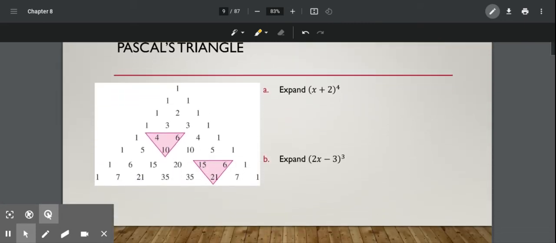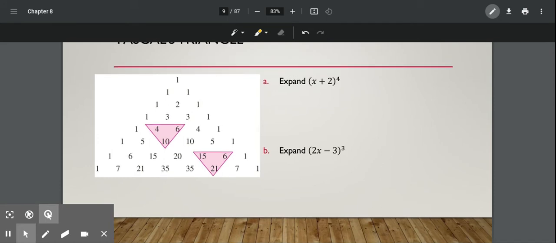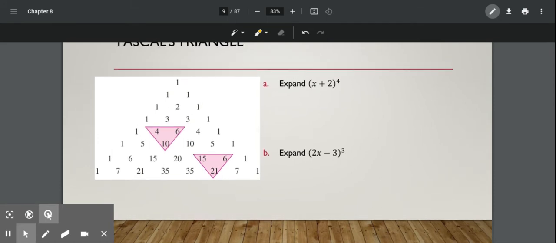So the way that Pascal's triangle works is that it always starts with row 0. So this top row is your row 0.